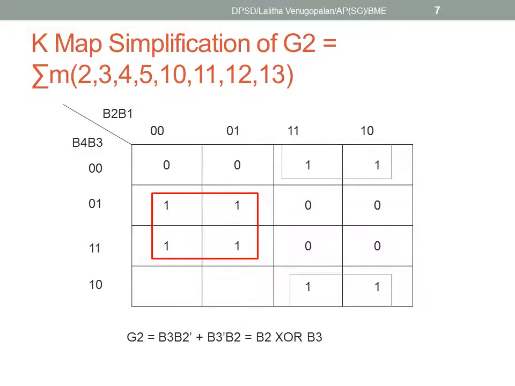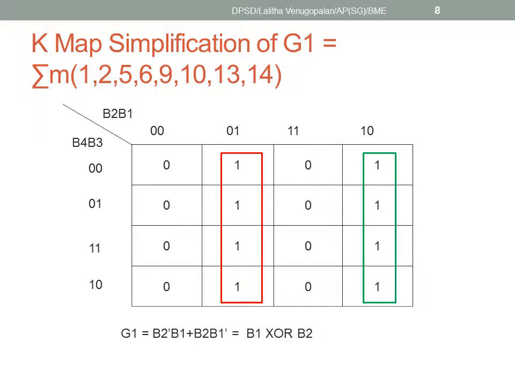Now if I populate the K-map for G2, I find that there are two groups of four, one in gray, one in blue and one in red. When simplified, this becomes the exclusive OR of B2 and B3. And for G1, there are two columns that are ones, the green one and the red one, and that turns out to be the exclusive OR of B1 and B2.